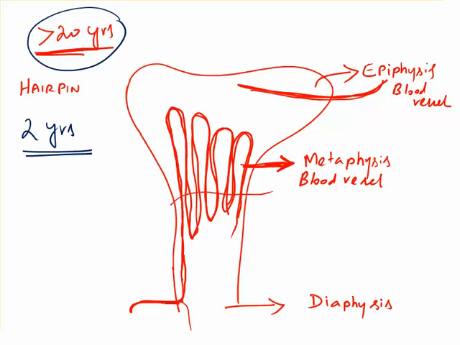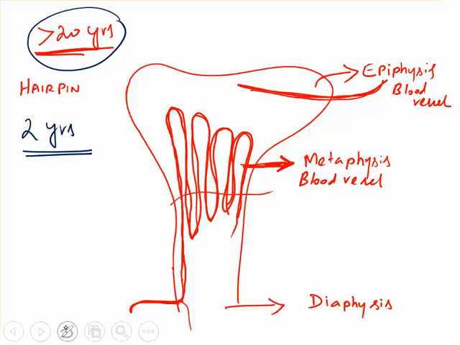In 0 to 2 years of age, there is a growth plate and there is a connection between the metaphysis and epiphysis. In 2 to 20 years of age, there is growth plate, but there is no transphyseal vessel. The connection is lost. And after 20 years of age, there is no growth plate and there is no transphyseal vessel. Why I am telling this is, it is important to understand the infection of the bone.